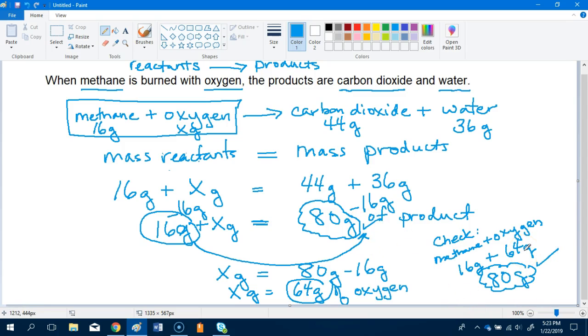So what you have to remember here is that we're following the law of conservation of mass. However much reactant you have, that's going to equal the amount of product as long as everything is used up, because you cannot create new matter. You can't add matter to the system. If you start out with 80 grams, you have to have 80 grams of stuff left over.